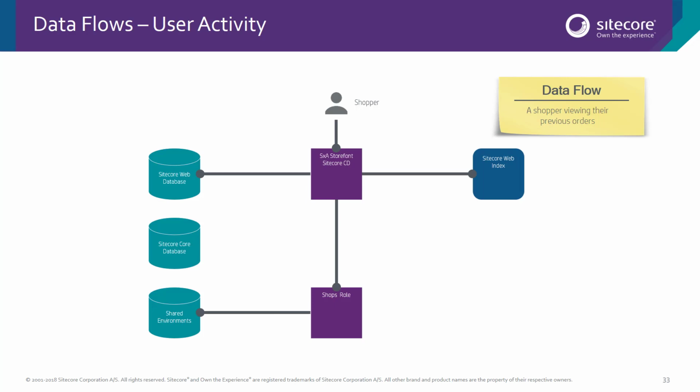The renderings are loaded from the web database using the Sitecore web index, and the recent orders rendering makes a call through to the shops role. The data is read from the customer orders list stored in the shared environments database, and this retrieves a list of orders for the logged in customer. The details are then retrieved from the order entities table and displayed back to the user.